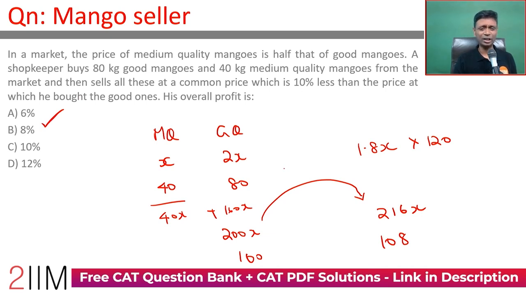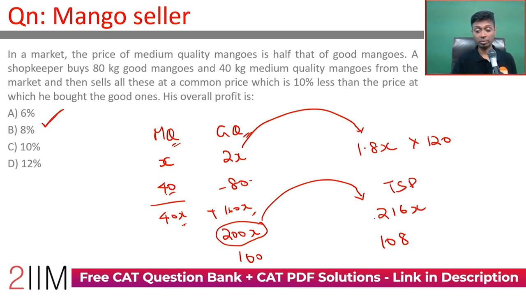Capture data clearly and you're through. Medium quality is x, good quality is 2x. 80 of this, 40 of this. Total cost is 40x, 160x. Total cost price is 200x. The price is 10% less than this, which is 1.8x. All the mangoes are sold at this price, or 120 mangoes sold at this price. The total selling price is this much. He buys at 200x, sells at 216x. His profit percentage is 8%.